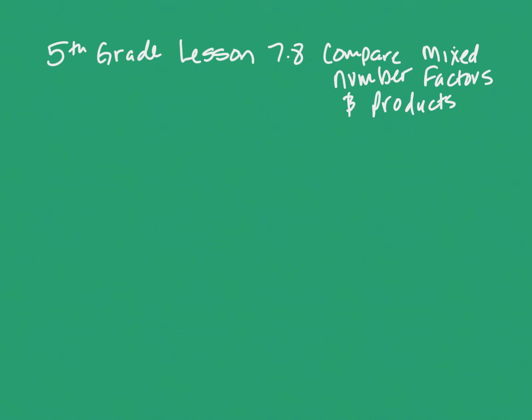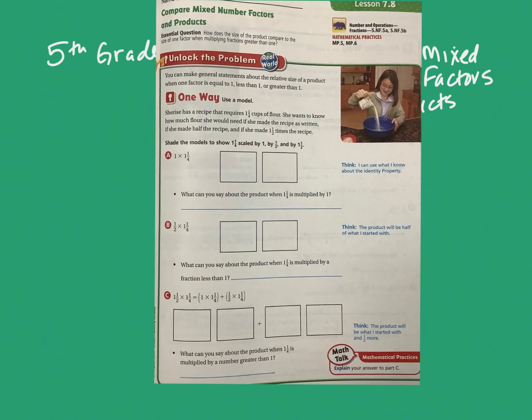Fifth grade lesson 7.8 is compare mixed number fractions and products. Our essential question is, how does the size of the product compare to the size of one factor when multiplying fractions greater than 1?